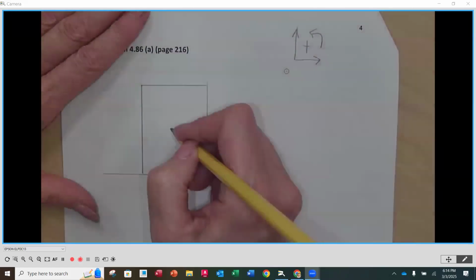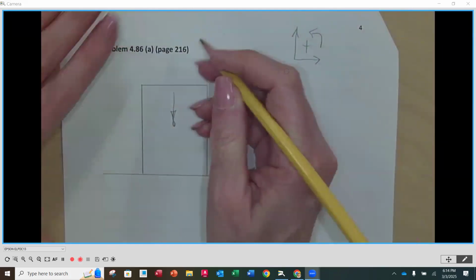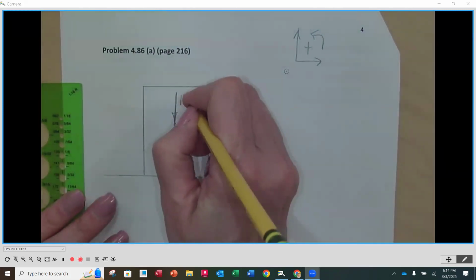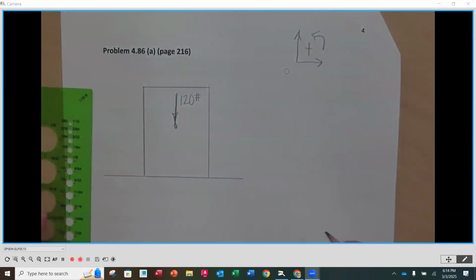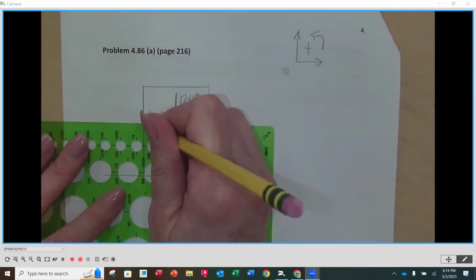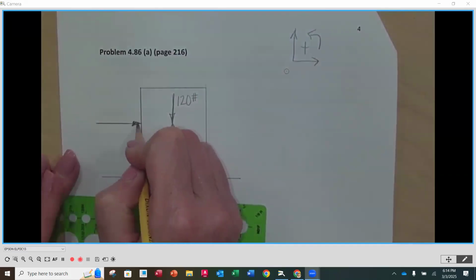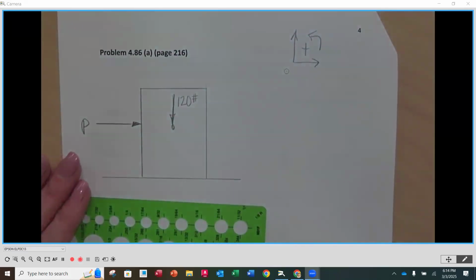Okay. So we know that in the middle here, we have a weight. Straight. A weight of 120 pounds. Okay. And then we know that there is going to be a pushing force. We're not concerned about how high that pushing force is. That would be the part B, but we're not going to be working on that right now. But we're going to call that force P.